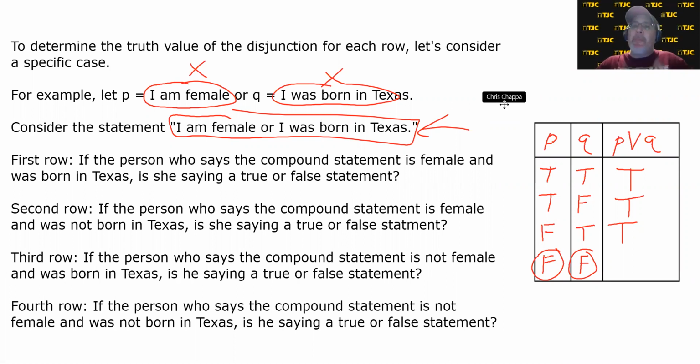But where were we? Oh yeah, both statements are false. I am female, false. I was born in Texas, false. Picture a person who is neither female nor born in Texas, such as Bill Clinton. And if Bill Clinton said, "I am female or I was born in Texas," that's a very bad attempt at an impersonation, would he be telling the truth? And the answer is no. You said, "I am female or I was born in Texas," but you're neither. And because you're neither, you told a fib.